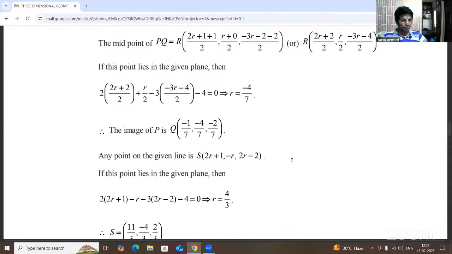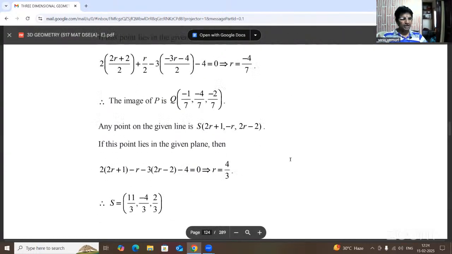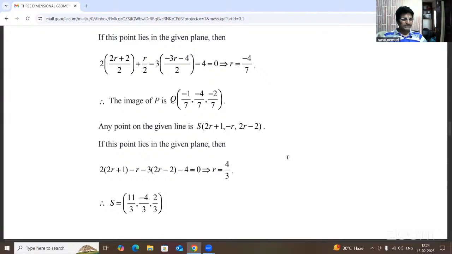So substituting that value in the plane equation, the r value is minus 4 by 7. Substituting the r value in capital R, now we are getting the image of the point.